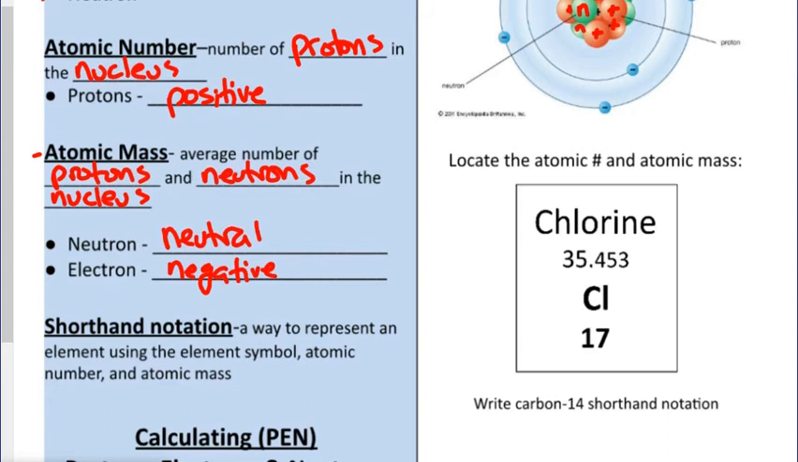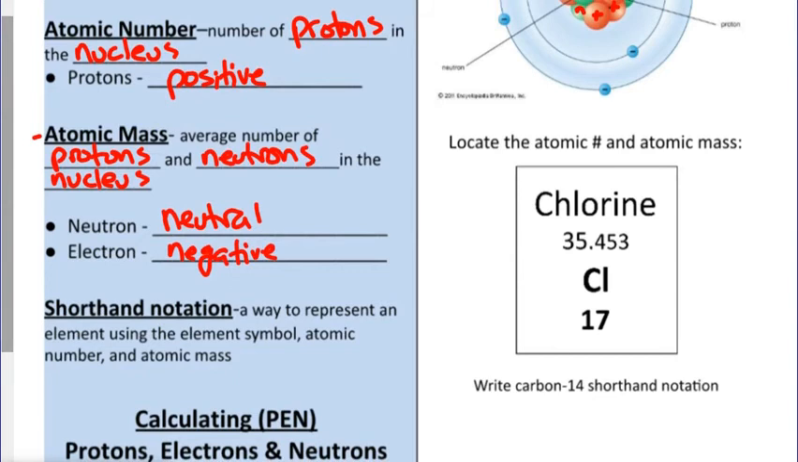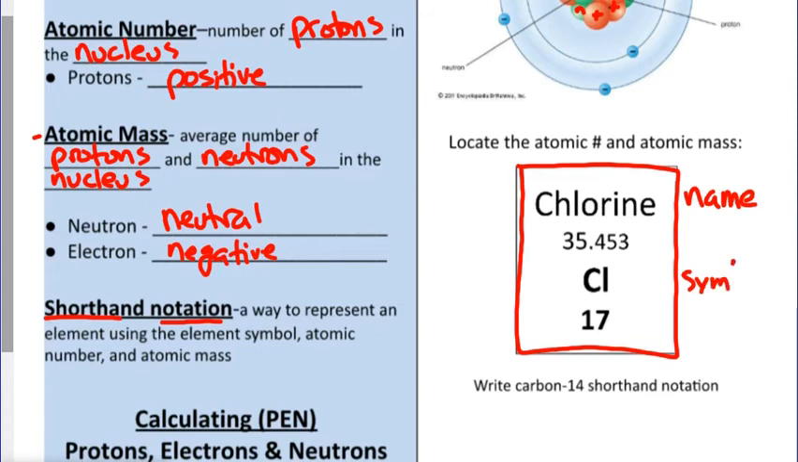Okay? So we need to be able to account for the number and the amount of subatomic particles within one particular atom. And the way that we do that pretty easily is by drawing what's called a shorthand notation. It's just a way to represent an element using the symbol, the atomic number, and the atomic mass, right? So off to the right, we've got a cutout box of something that you would see from the periodic table. And so you've always got the name, the symbol. Here's the name for chlorine. Here's the symbol for chlorine.